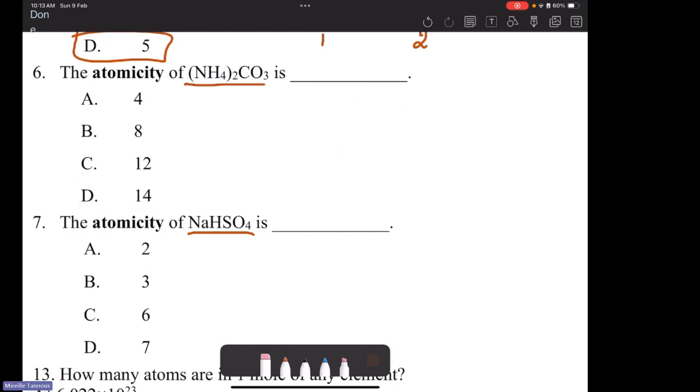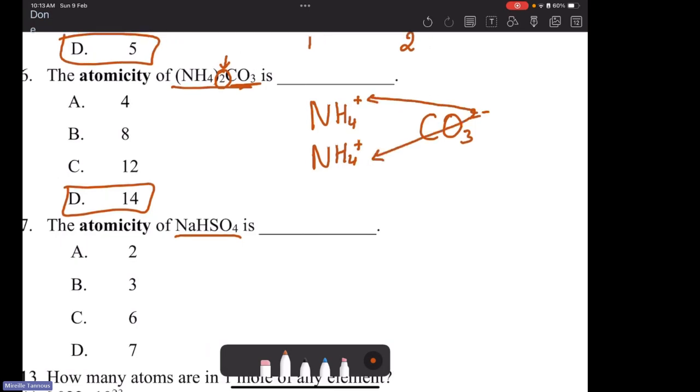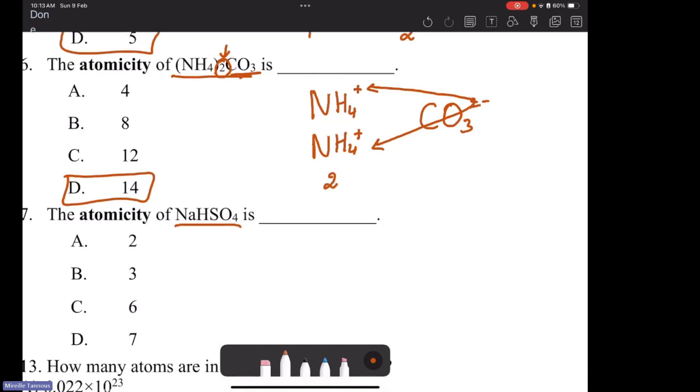So I have here NH4 plus ion twice, balanced by 1 CO3 2 minus. Of course, I need this twice to balance this 2 minus. So therefore, the atomicity of NH4 plus is 2. The atomicity of carbonate ion is 1.